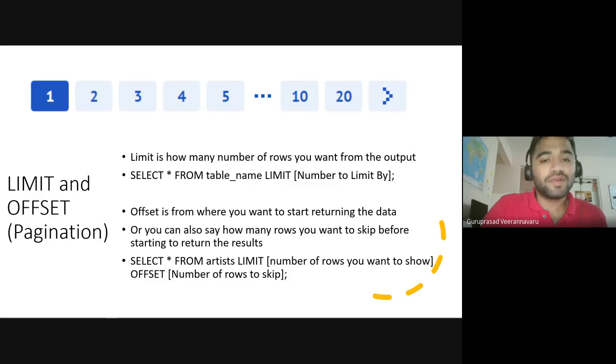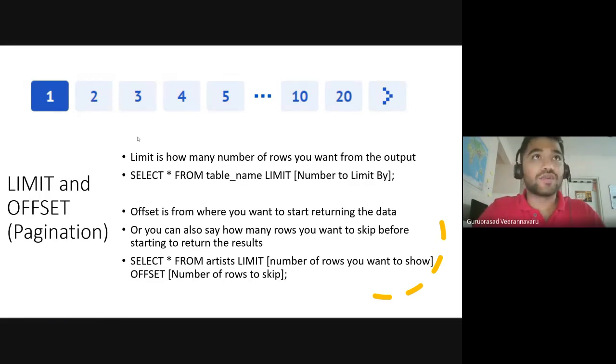But before I go, you might have seen in a lot of web pages, you have this number where you have 1, 2, 3, 4, and if you click on one, it shows the first 10 items. If you click on two, it shows the second 10 items. Even in Google search, you'll have this, right?